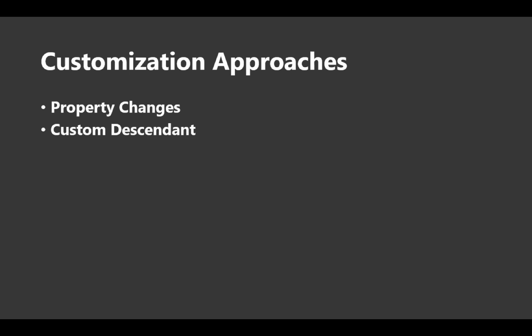An alternative is to actually create a custom descendant, which was very common on the VCL side. If a control didn't provide the capabilities or the visual effects that you wanted, create a custom descendant, override the paint routine, add some of your own custom properties, and voila, you can get your own custom look and feel that you're desiring.